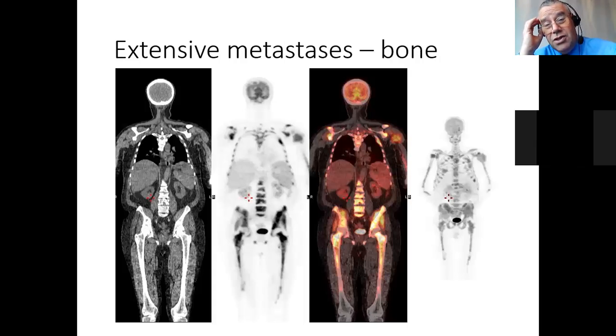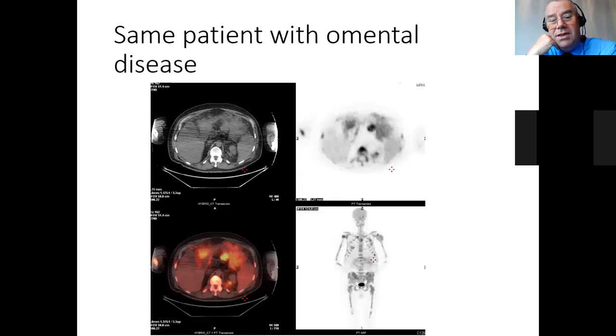This is a patient who turned up with anemia and a history of melanoma, and you can see they've got extensive bone metastases. It almost looks like a bone scan. There's so much disease. This patient also had disease in their omentum. So this patient is probably not going to do very well, unfortunately.